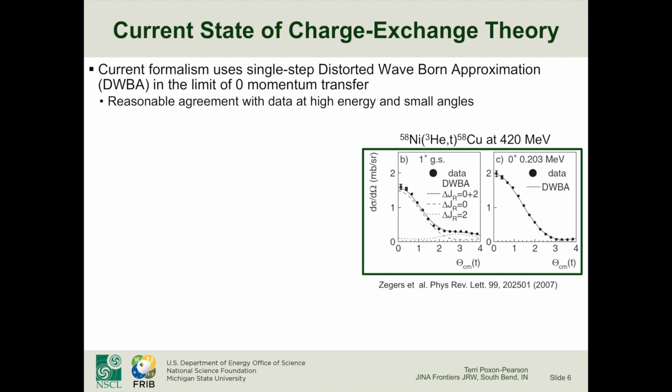Currently the formalism uses single-step DWBA, which basically means everything happens at once. It's a one-step process. And this actually gives you reasonable agreement with data for high energies and small angles. This is recent work by the charge exchange group at MSU. And this is for the case of just nickel-58, helium-3 to tritium, a cross-section at very small angles. And you can see the black dots are data, and they're described very well by the theoretical lines. But there is an overall normalization issue with these calculations.